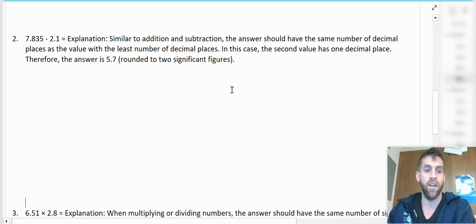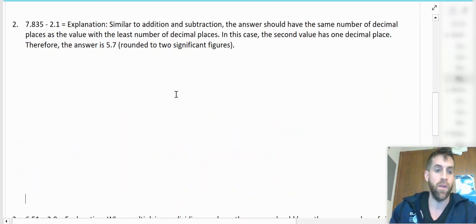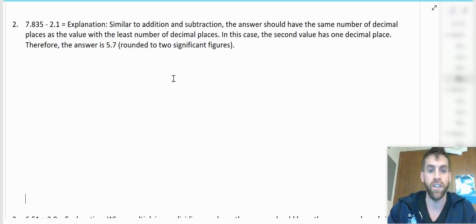This is a subtraction problem. So we have 7.835 minus 2.1, and we will find the explanation here is that subtraction is similar to addition. And the answer should have the same number of decimal places as the value with the least number of decimal places. In this case, the second value has one decimal place. Therefore, the answer is 5.7.